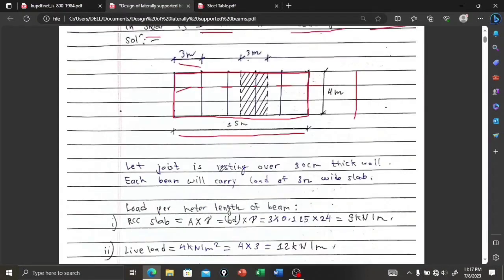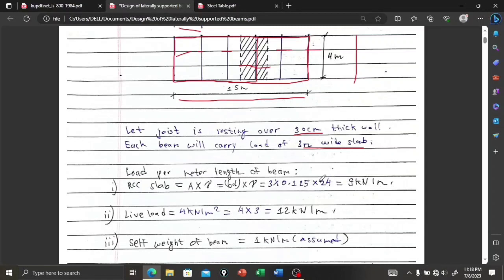So the joist is resting over 30 centimeter thick wall. The thickness of wall is not given, so we assume it 30 centimeter. Each beam will carry load of 3 meter wide slab. So if this is joist, then this is 3 meter, so this is 3 by 2, that is 1.5 meter, and this is 3 by 2, 1.5 meter. 1.5 plus 1.5 is 3 meter wide slab. Load per meter length of beam.